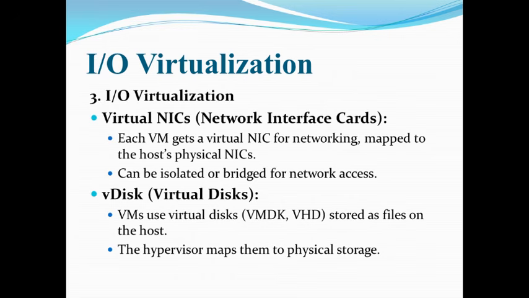Input-output virtualization. Under input-output virtualization, virtual NICs and vDisks are used. A virtual NIC is a network interface card. Each VM gets a virtual NIC for networking that maps to the host physical NICs. It can be isolated or bridged for network access. With vDisk, which means virtual disk, VMs use a virtual disk like VMDK and VHD, stored as files on the host. The hypervisor maps them to physical storage.